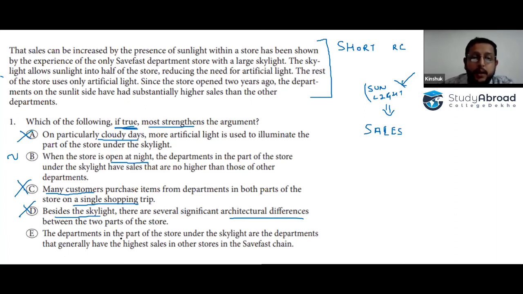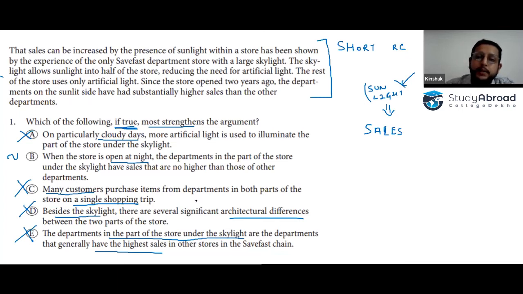So, they are telling us what? That in the part of the store under the skylight, they're specifically talking about the departments in the store under the skylight. They are the same departments where they are generally having higher sales in the other stores. This means what? Only for this store, the skylight is a special condition. Otherwise, they have the highest sales in the other stores as well. So this tells us that skylight is not a factor, that the sunlight inside the department is not a factor here. This does not strengthen our argument, but what it does, it weakens our argument. It does exactly the opposite of what we are supposed to do. So we are going to eliminate this answer choice.